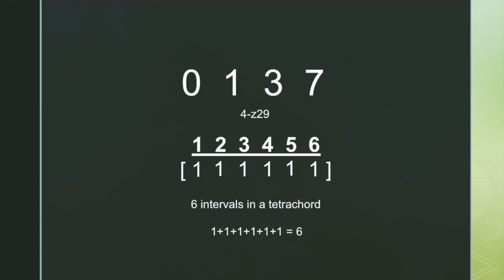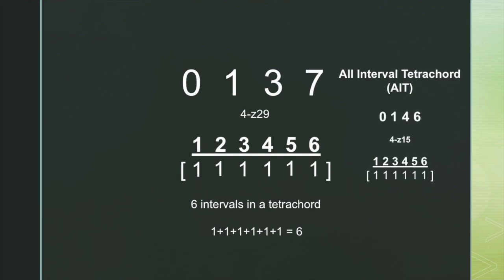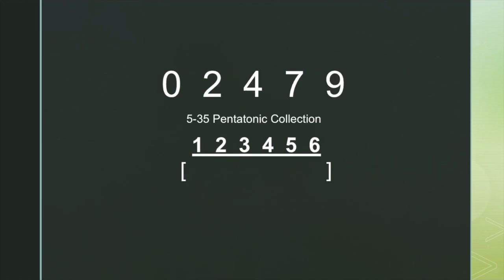You may notice that there's one of each interval class within our vector. That's because 0137 is one of 2 all-interval tetrachords, or AITs. The only other AIT has the prime form 0146. Next, let's look at the pentatonic collection.